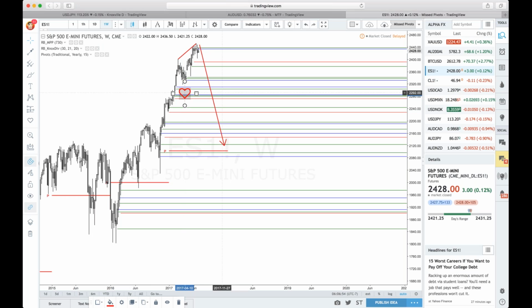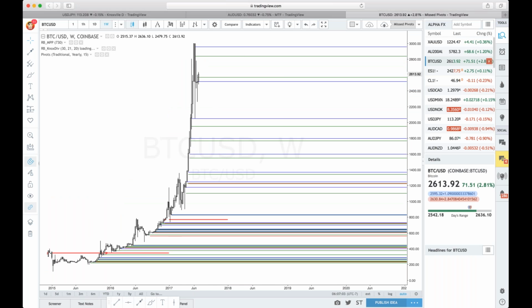Now, you can get these missed pivots inside of the indicator package on tradingview.com. I'll send a link out to that a little bit later on today. But let's take a look at the long-term charts on a variety of financial instruments.